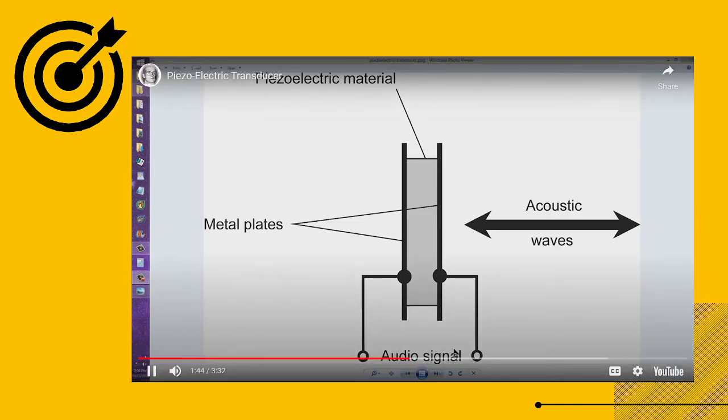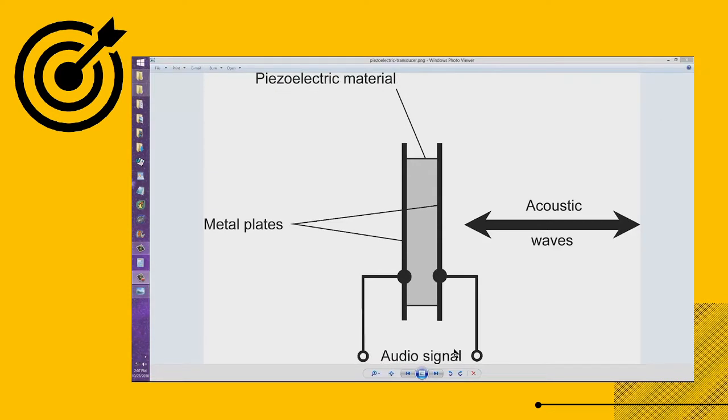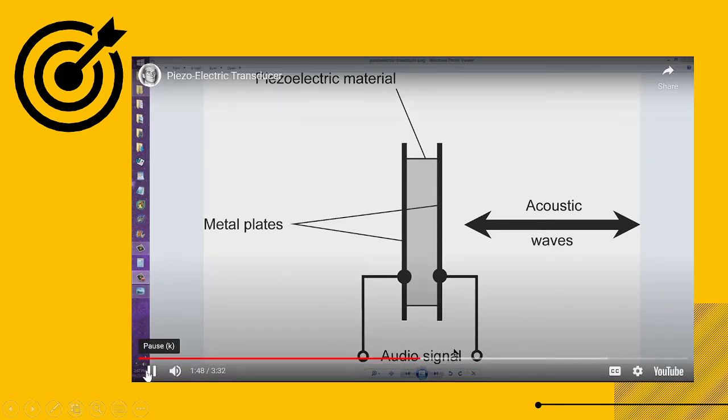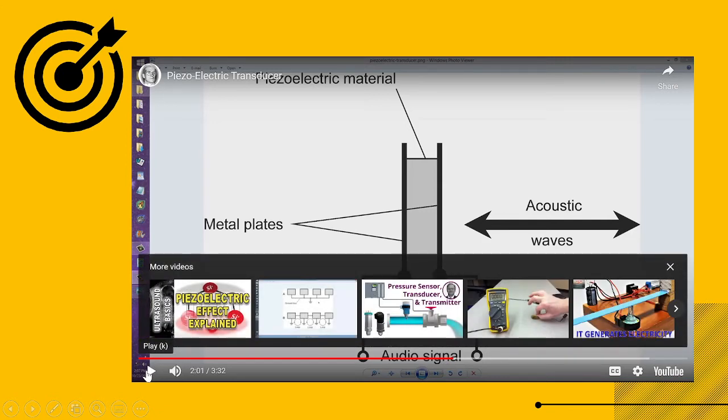So you could use it as a speaker or a microphone, or any other audio application where you want to convert sound waves to electrical audio signals. So that's the application or mechanism of the piezoelectric transducers.